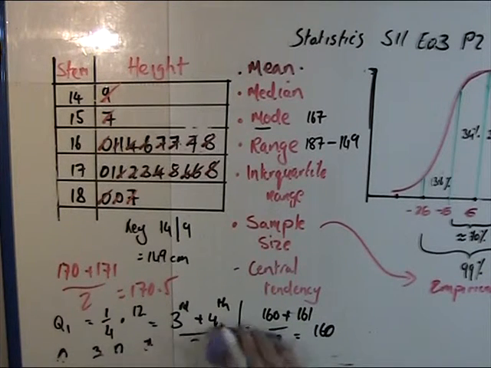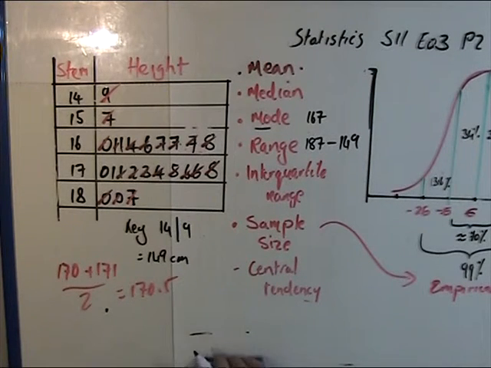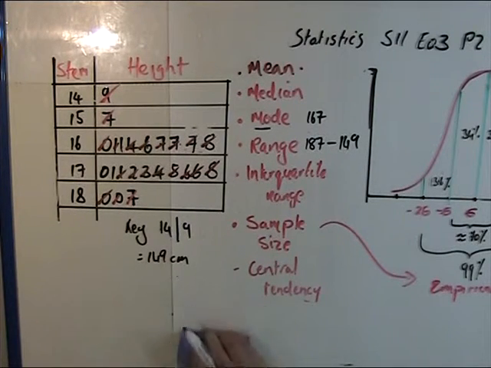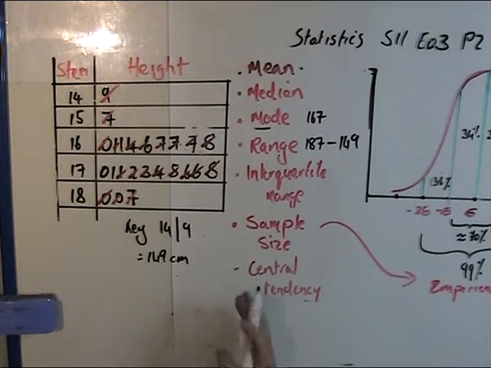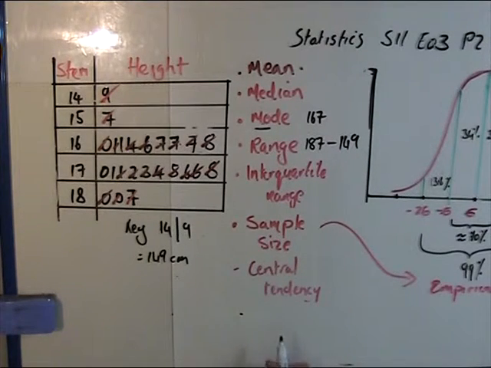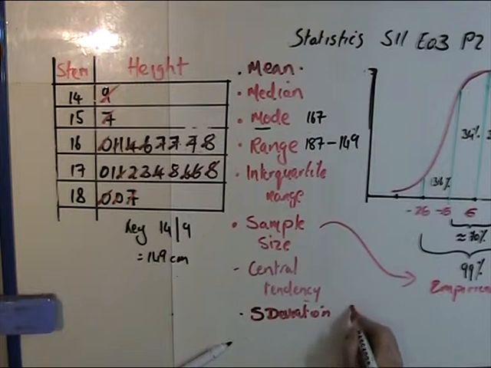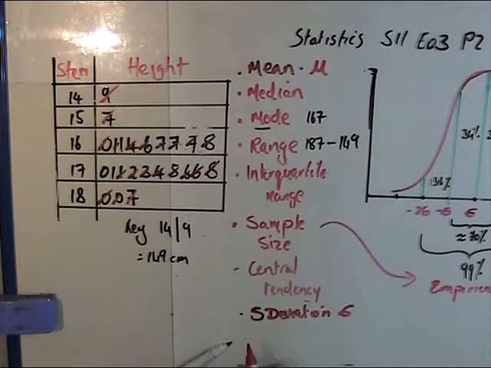Right, so that's good. That was the interquartile range, and the interquartile range just gives you the spread of the sample. So we've got standard deviation next. Standard deviation is also known as sigma, and the mean is known as mu. Right, so we got the interquartile range.